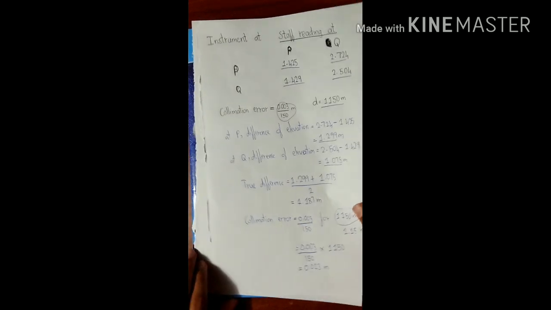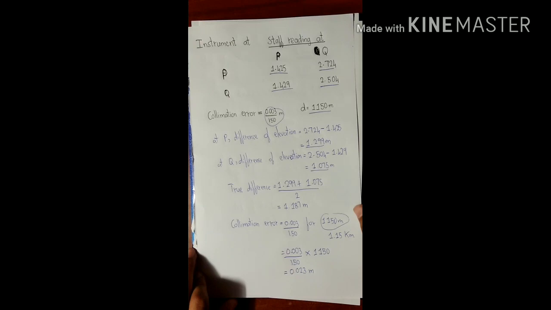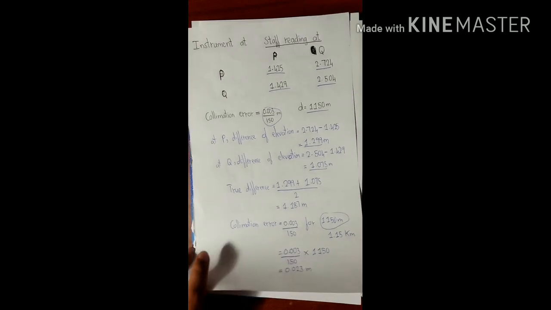Now, due to the curvature of the earth, there will be an error. We have to find that error too. That is called the error due to curvature.